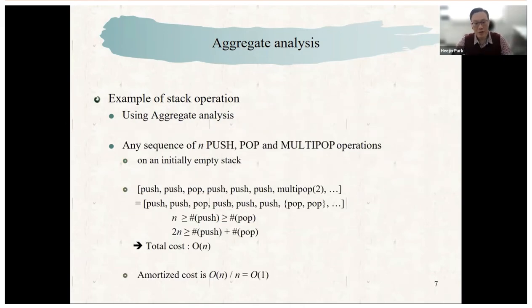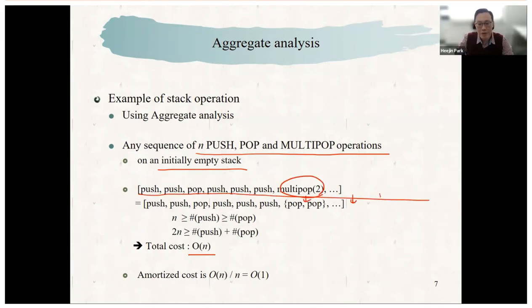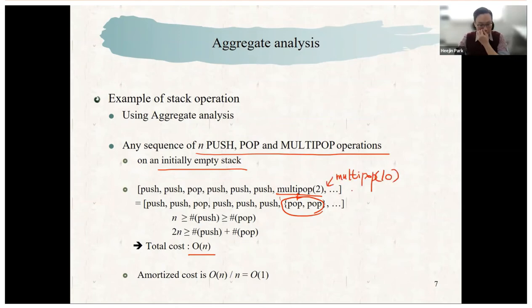So let's use aggregate analysis to achieve big O of n running time. We know that the stack is initially empty, and we perform n push, pop, and multipop operations. Let's enumerate the sequence of operations: push, push, pop, push, push, pop, push, push, multipop, and something like this. First, let's convert multipop operations into pop operations. In this case, we can pop 2 items, so it is converted to 2 pop operations. But assume the next multipop operation is multipop 10. Then what is the real number of pop operations?